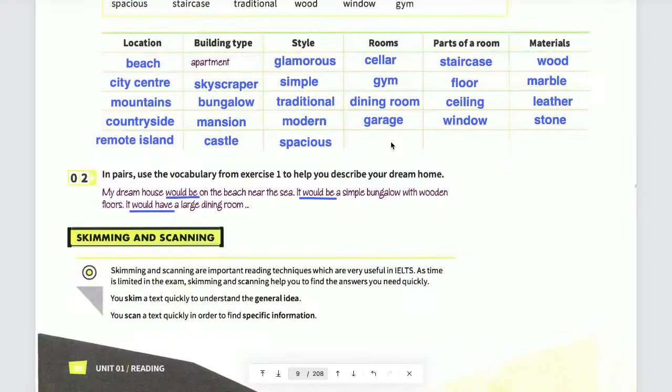My dream house would be in the city center. It would be a glamorous mansion with a spacious cellar where guests can come and relax. It would also have a single dining room with marble elements, and I can spend all day cooking. A modern garage helps me park my car in the best way. A gym with wooden floors and sliding glass windows makes me interested in health protection.